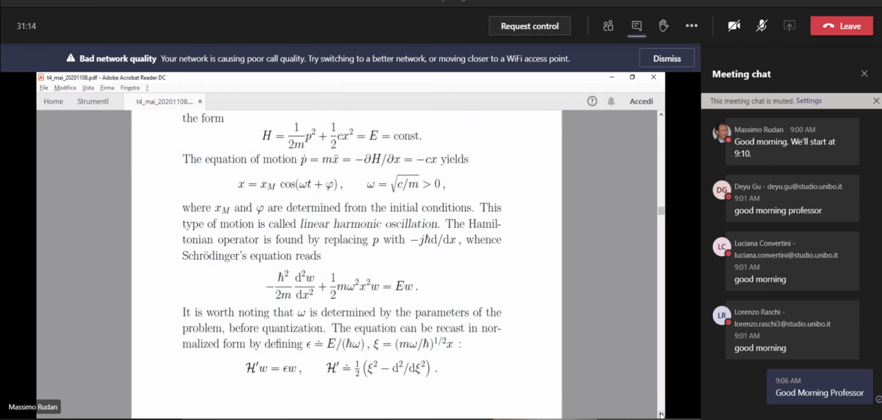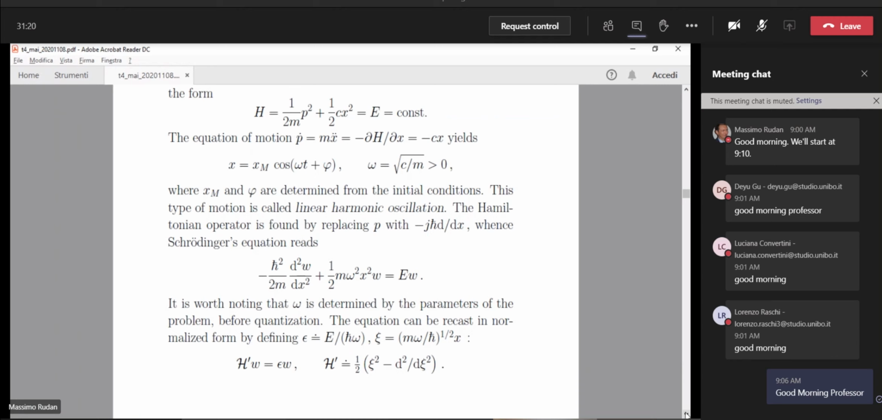It is h prime operating on w equal to the eigenvalue epsilon times w. And the new Hamiltonian h prime is 1/2 that multiplies the square of psi minus the second derivative with respect to psi. So this is just a normalized Hamiltonian. We have a simpler equation, an equation that looks simpler because there are no parameters anymore.